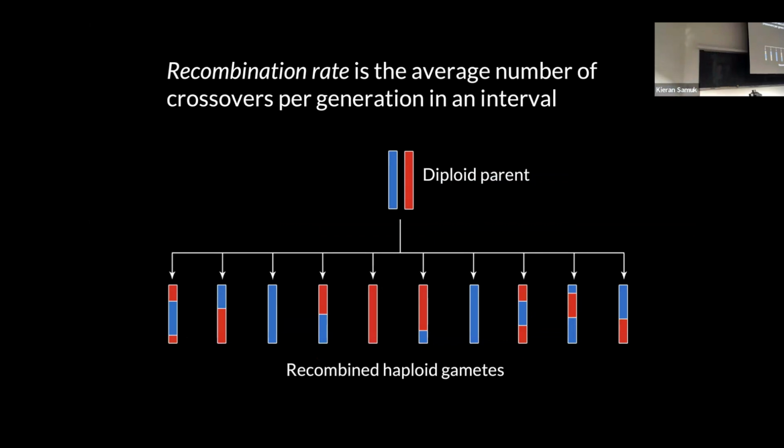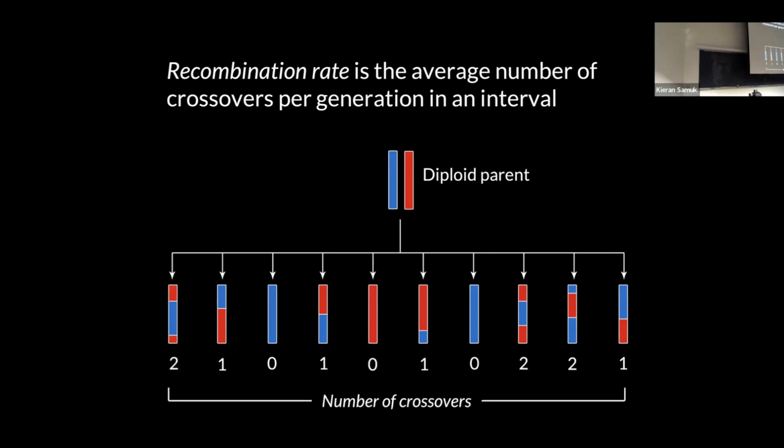What about recombination rate? Well, recombination rate is just the average number of crossovers per generation in some interval. So say we have a chromosome, and we have our diploid parent here with its 2 copies of its chromosome tagged. That individual, through that process during meiosis, might give rise to many different possible recombined haploid gametes. If we wanted to estimate a rate of recombination for this interval, this chromosome, we could count up all the crossovers that have occurred in the offspring and take an average of that. Oh, my laser pointer just died. That's unfortunate. Take an average of that and get a rate for that particular chromosome. So that's recombination rate.